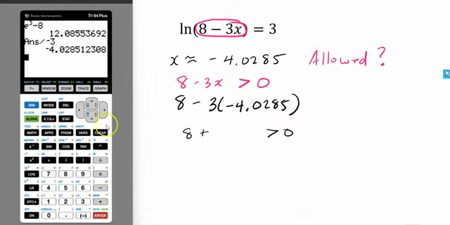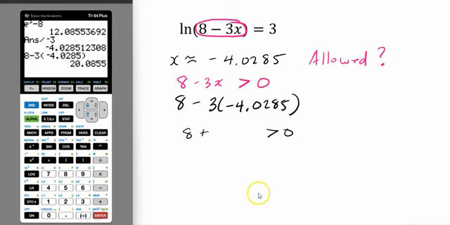But if you want to be more precise, 8 minus 3 times -4.0285 gives me a positive number. So my argument is positive, so it is allowed. So the answer to that is yes.